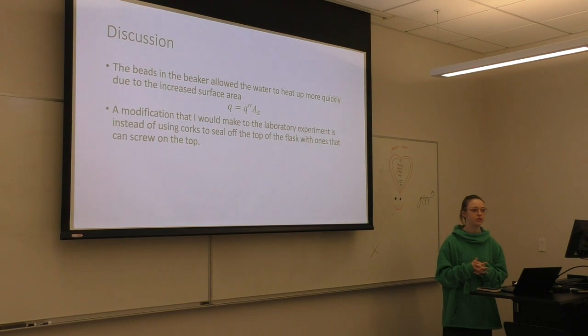And a modification that I would make to this laboratory is using corks. Instead of using corks to seal off the tops of the flasks, I would use a screw on top, because an issue that we ran into was that the corks were popping up off of the gauge in the very beginning, and we'd have to seat them back down.